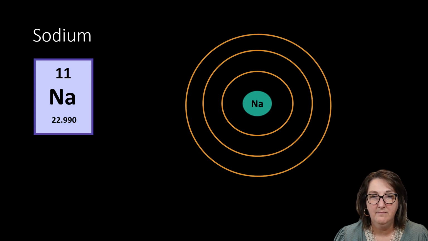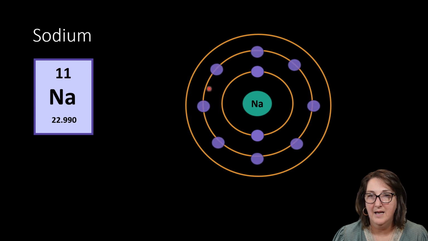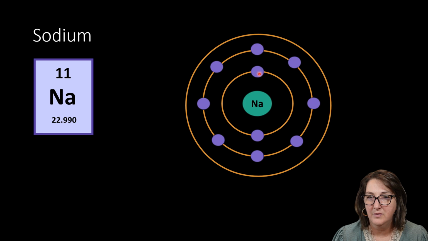Here I have sodium. I want you to take a second and draw out your Bohr model. Draw out your dots. So the first one's going to take 2 because I can have 2 in that first ring. So that's going to take 2 out of my 11. The next ring will hold 8. Okay, 8 plus 2 is 10. So I have 10 total electrons here. So that gives me 1 electron left, and that's going to go in that outermost shell.